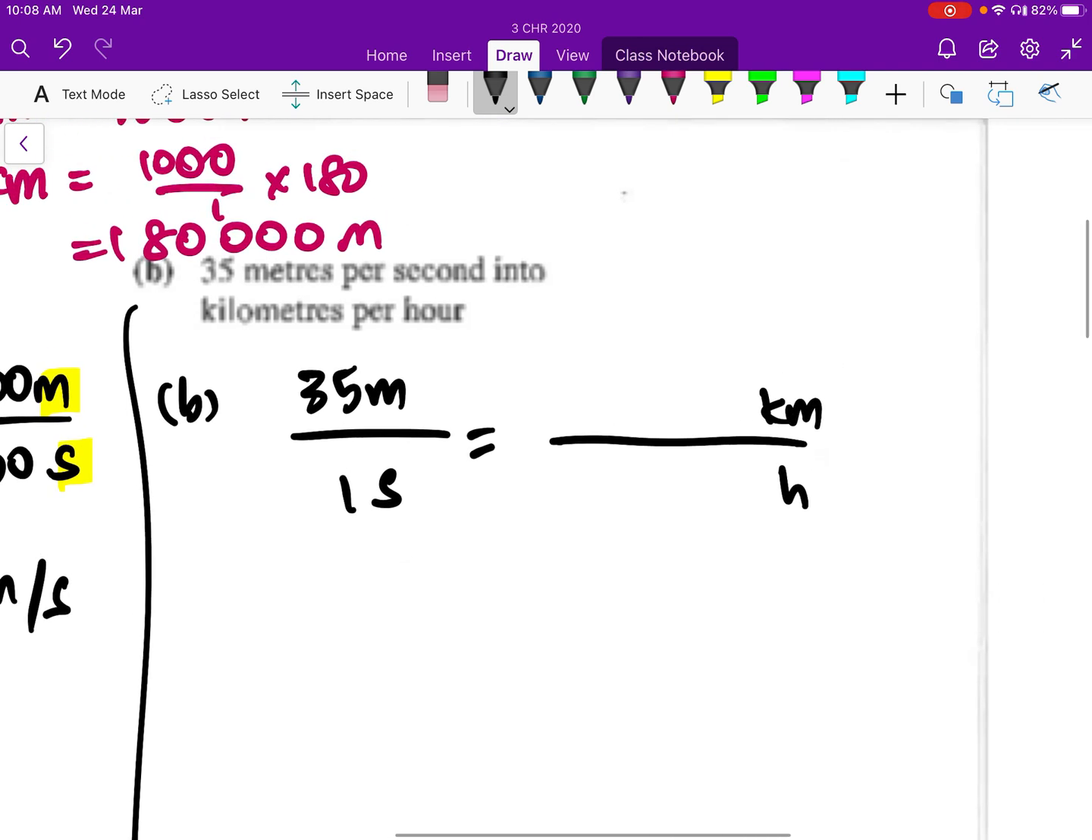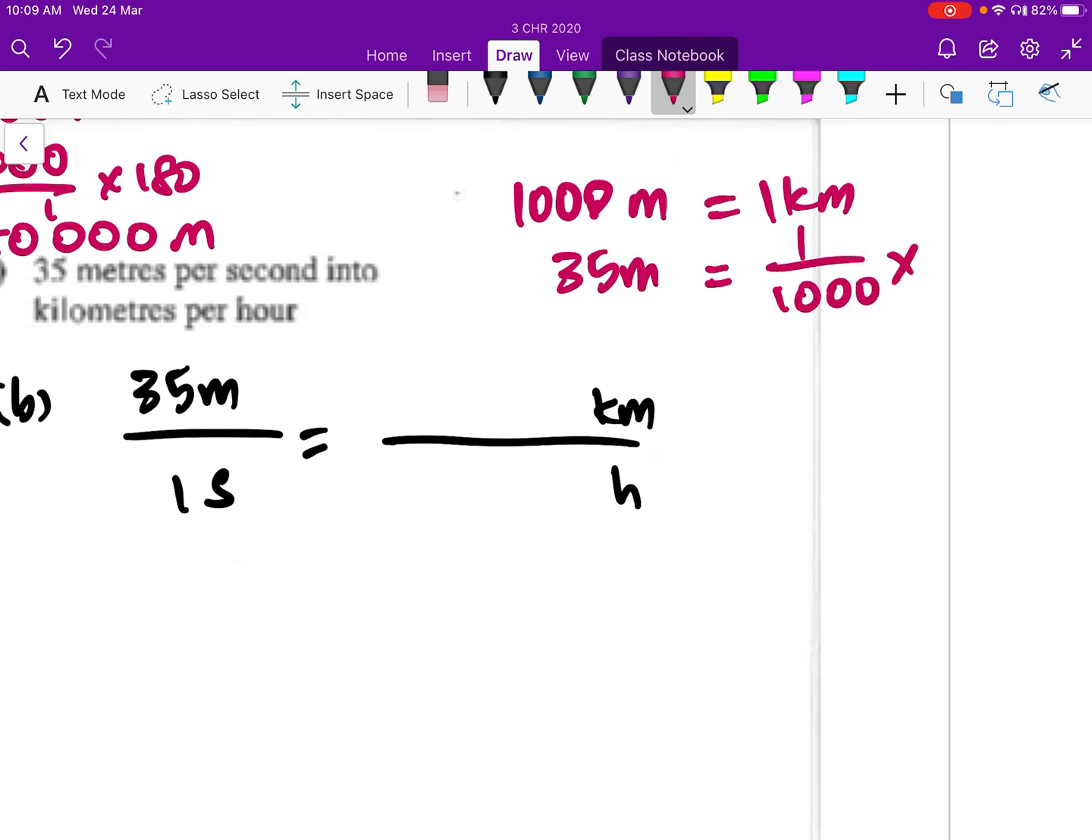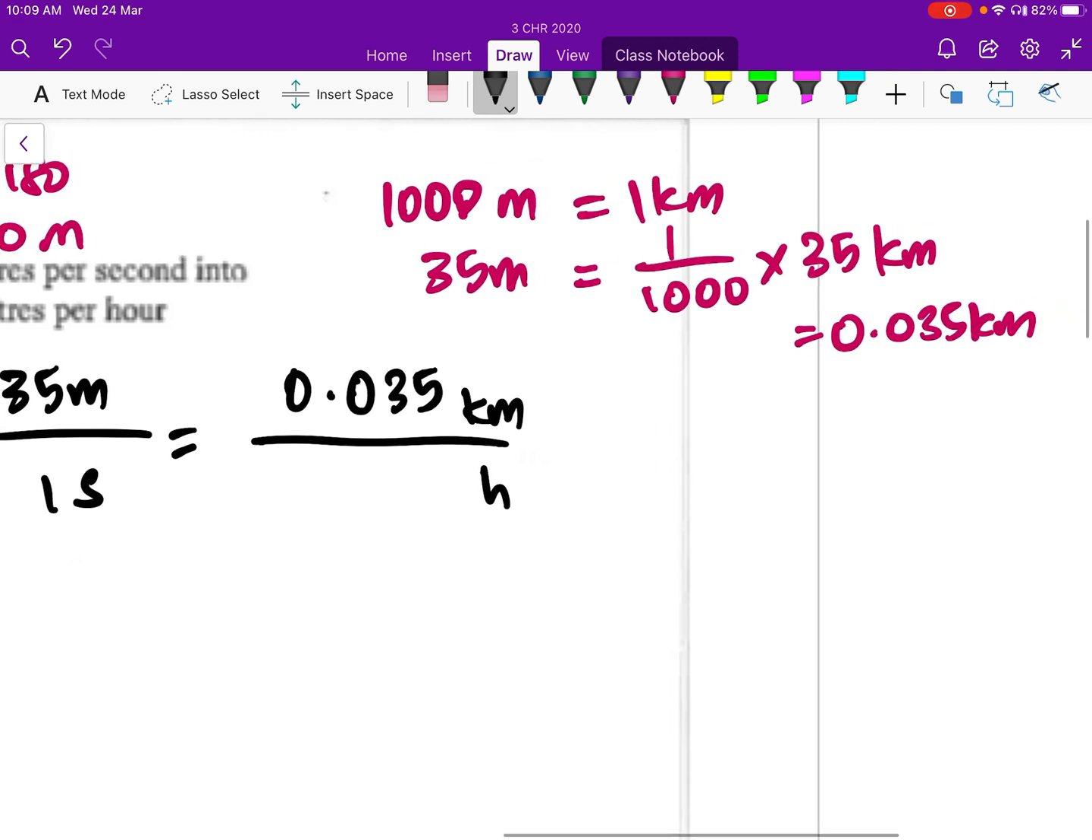Divide by 1,000. So we can use the same thing. 1,000 meters equals 1 km. Then 35 meters, how many km? 1 over 1,000 times 35 km. So this is our 35 divided by 1,000. You can key that into your calculator. That is 7 over 200, 0.035. And now 1 second in terms of hours.